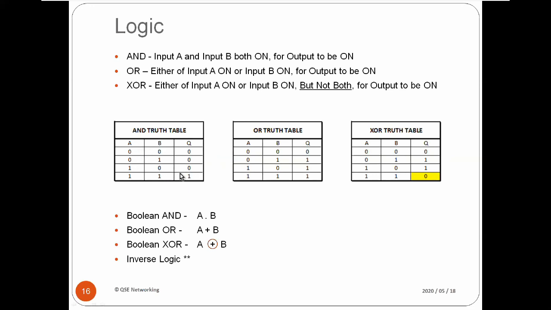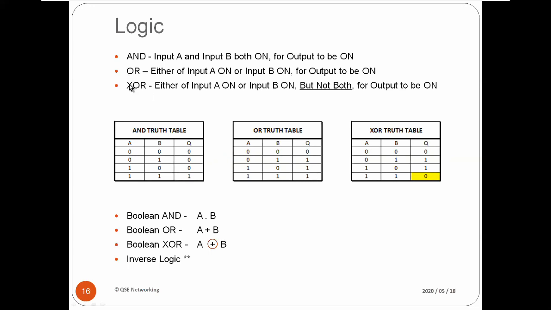So an AND block, the output of an AND block will only be true if both inputs are on. An OR block is either input A or input B. So here's the truth table for an OR. It's the same combinations, but now the output can be on here because B is on. Here A is on. If both A and B are on, it's also true. That's an OR.